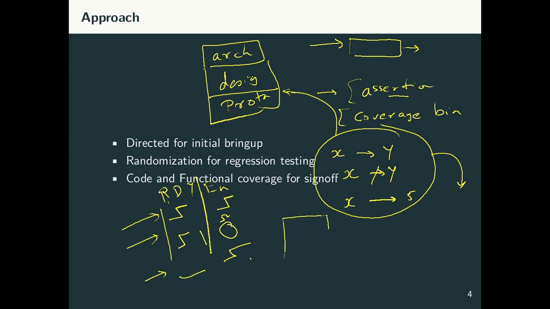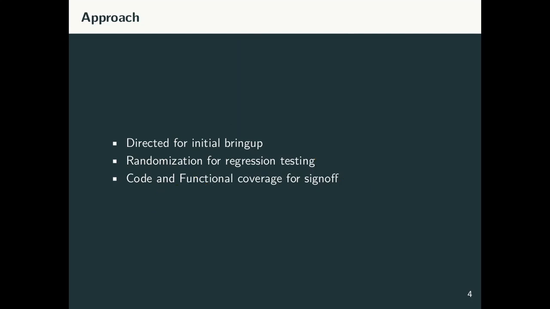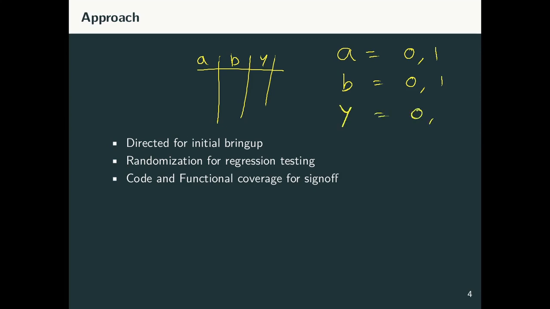Whenever we find such a specification, we try to see if it can be covered, if it can be converted into a bin. An example of a bin would be, again going back to our XOR gate or OR gate, where we had A, B, and Y. Here we specify that A can take a value of 0 and 1. B can take a value of 0 and 1. And Y can take a value of 0 and 1. And then we say that we want to test for all combinations of A and B. This is called cross coverage.